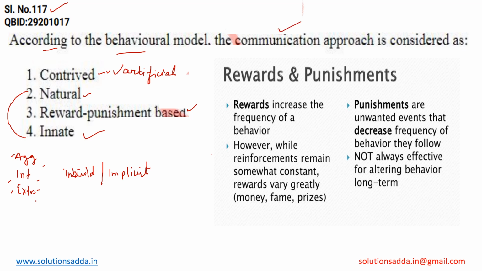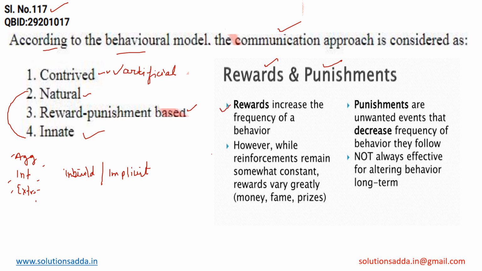Which communication approach are we basically using? This question specifically relates to when teacher-student communication is going on, and a teacher has to deal with the student's behavior. So reward punishment is a thing which is used by the teacher in order to maintain the decorum of the class, or in order to teach the students.